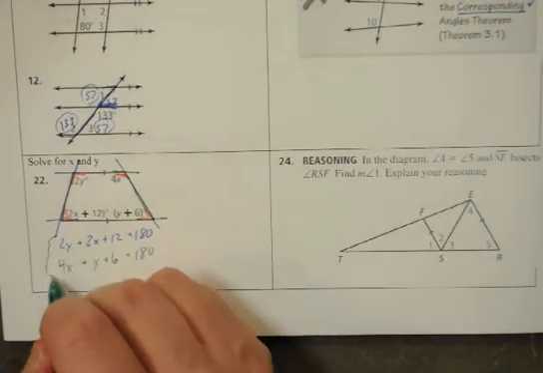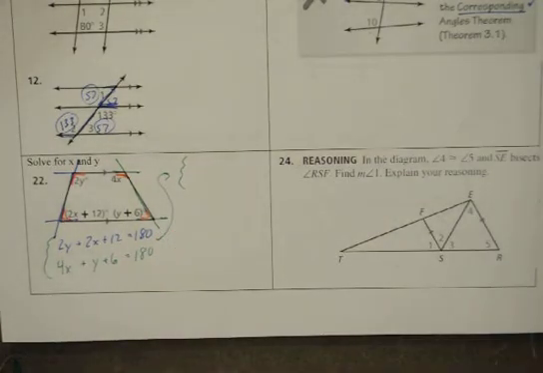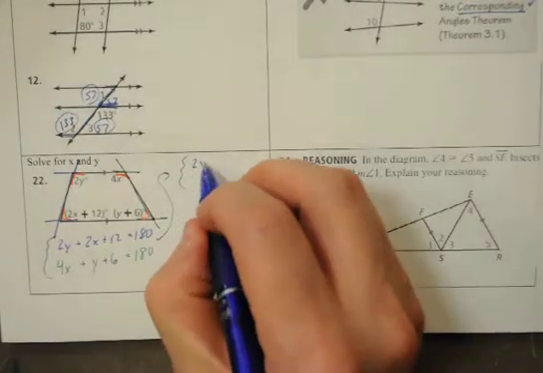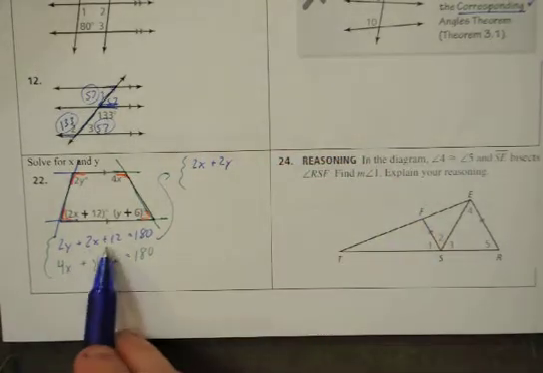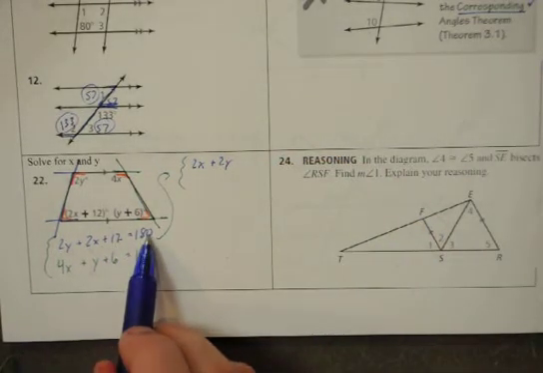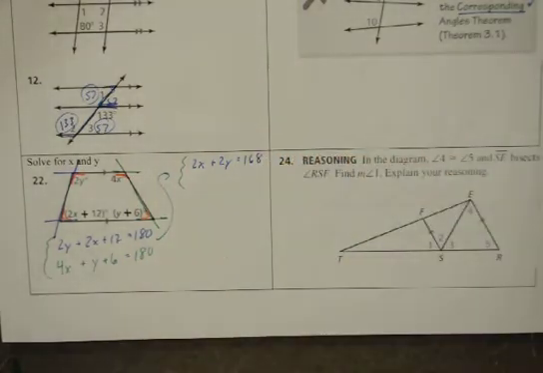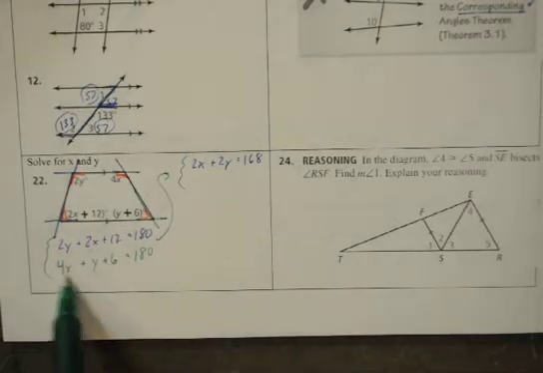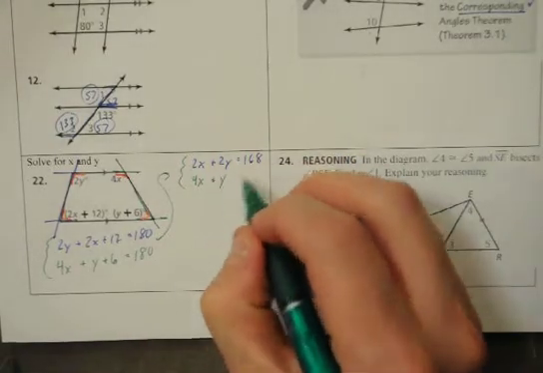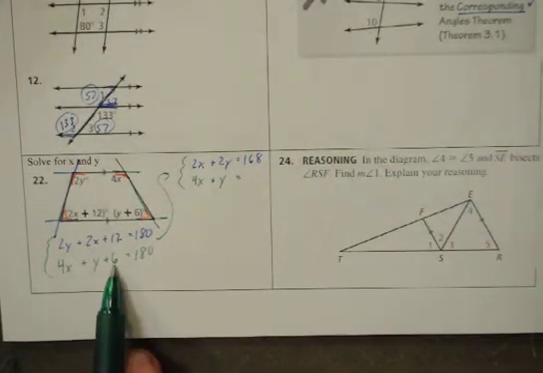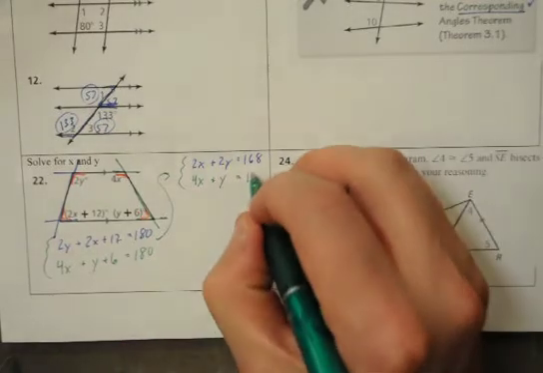From here, what we can do is clean this up. We've got 2x, we've got 2y, we've got 12. I'm going to bring the 12 over to the 180. So 180 minus 12 is 168. For this one, let's clean this up. We've got 4x, we've got y. Bring the 6 over. So 180 minus 6, 174.